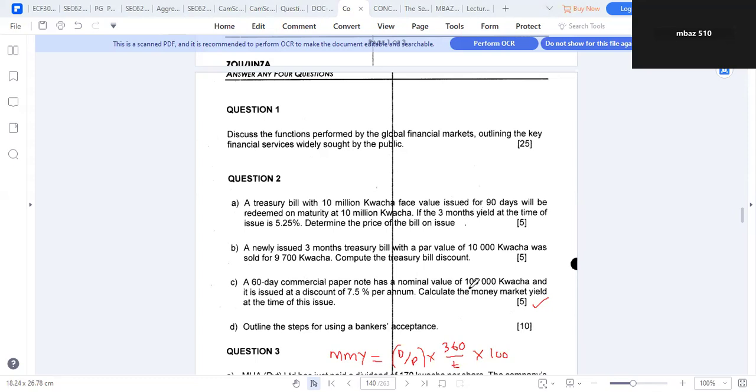So how do we find the D and how do we find the P? What are we given in here? What is this 100,000? Face value. And what is this 7.5%, our discount rate? So how do we find our D? How do we start with it first? How do we find our D?